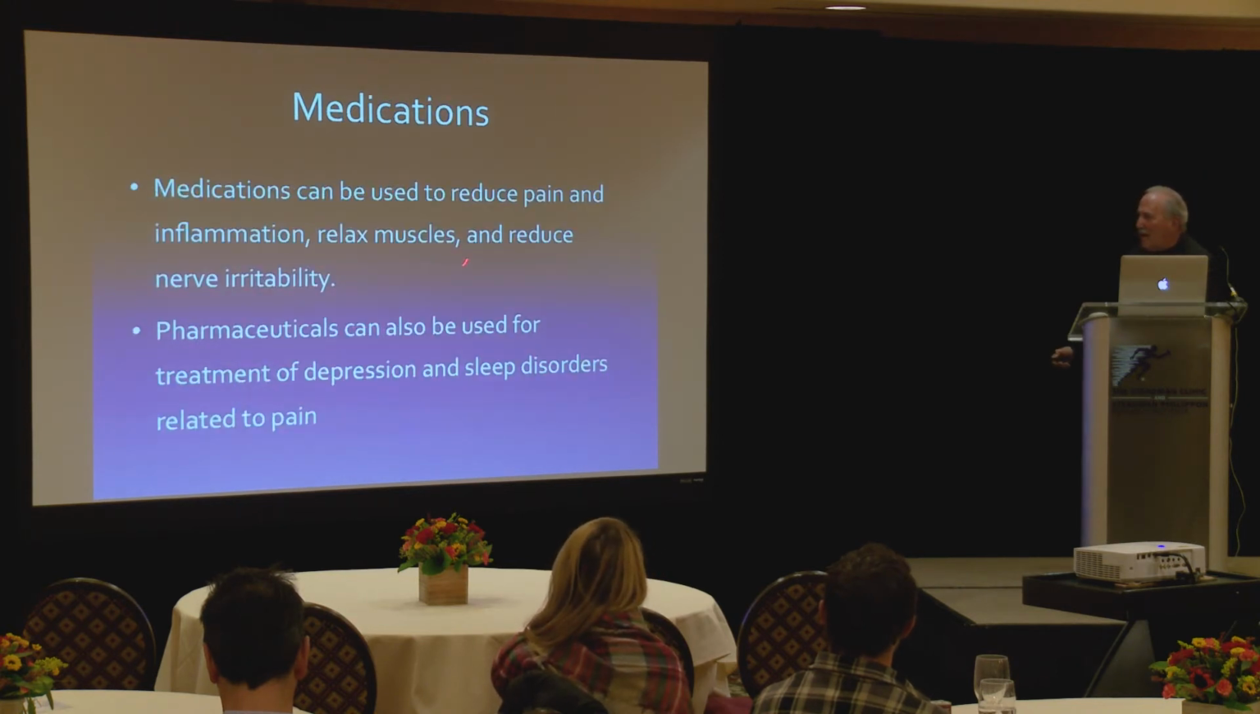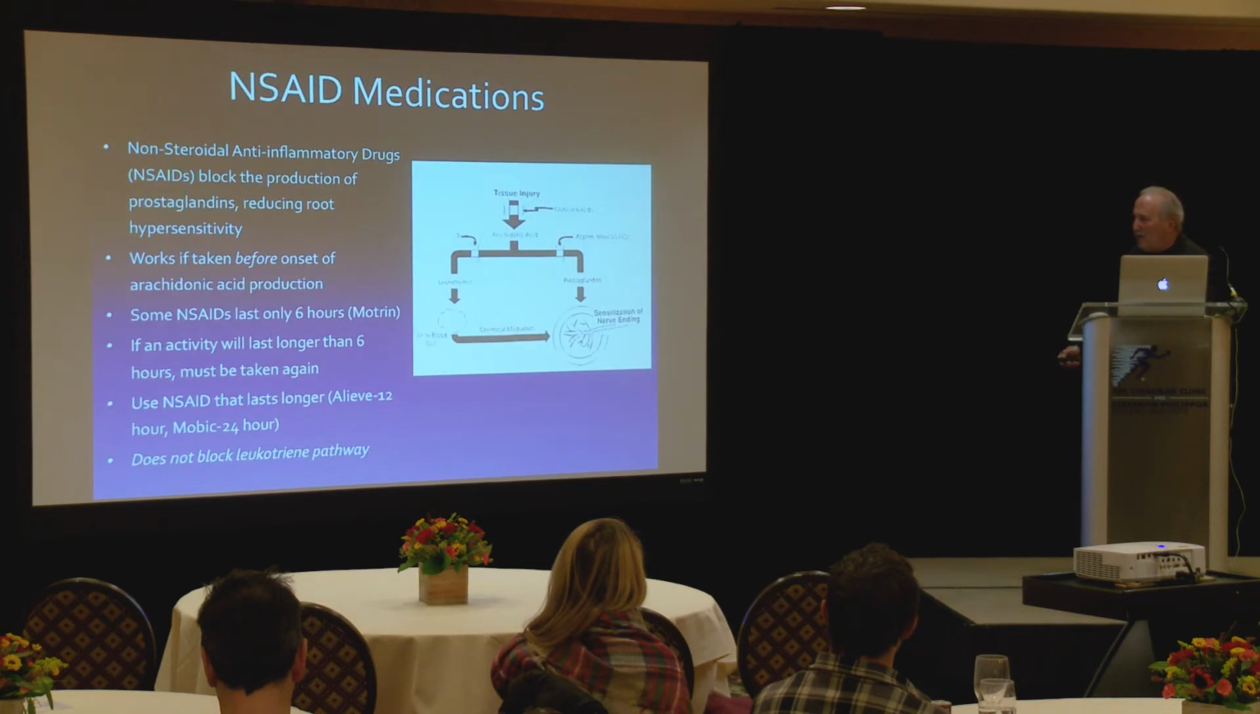Medications. You gotta know about medications because they can be used to reduce pain, inflammation, relax muscles, and reduce nerve irritability. They can be used for treatment of depression and sleep disorders. They're wonderful used correctly. They're terrible not. Remember this picture, right? You have the arachidonic cascade, you have leukotrienes and prostaglandins. Aspirin and nonsteroidals block this pathway only.